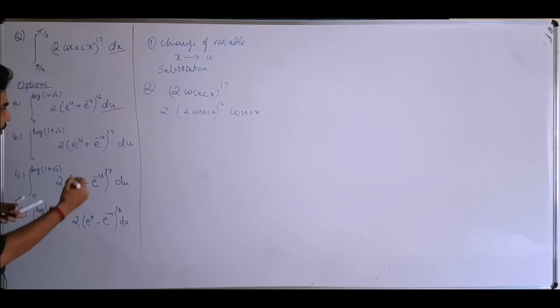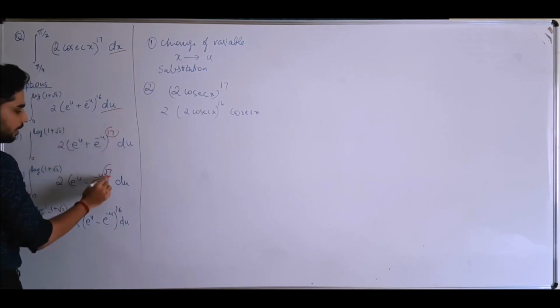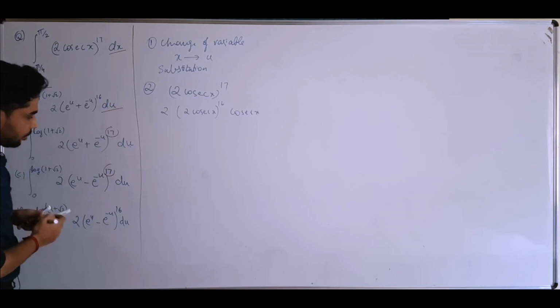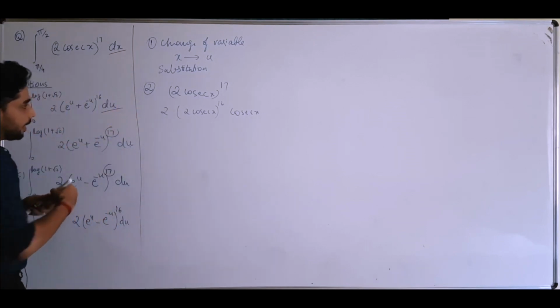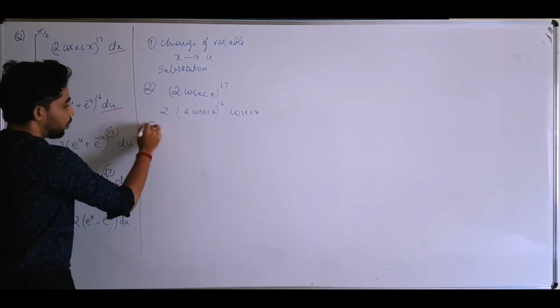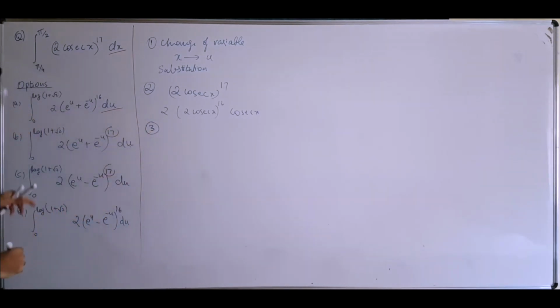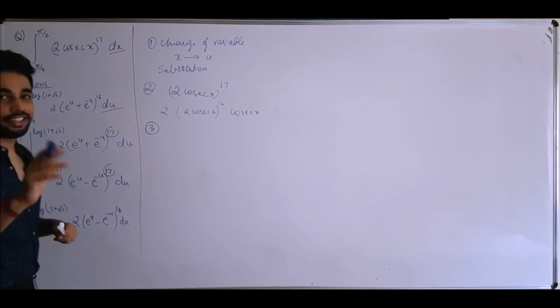Why? Because if you look into the other options, here and all it's still 17 there, so you can't really go on with it to find any other hints. So the third hint, what you can see is here the limits. Limits are a very good way of understanding the connection.